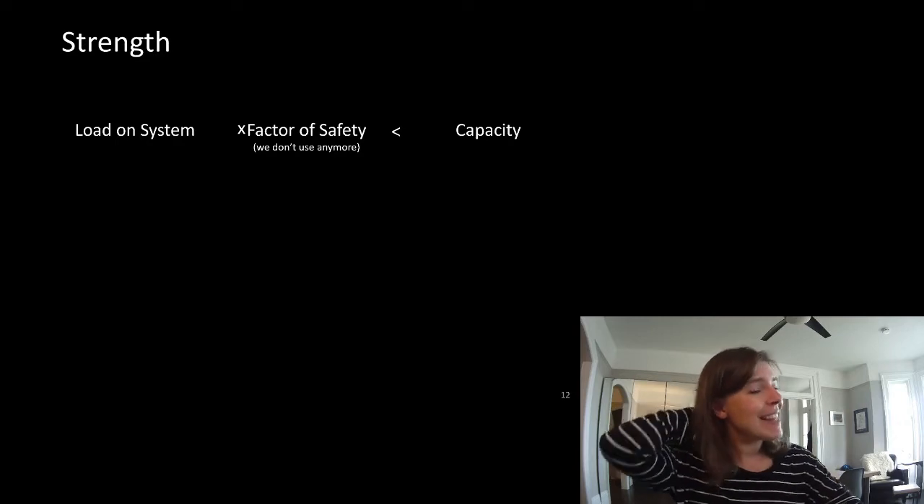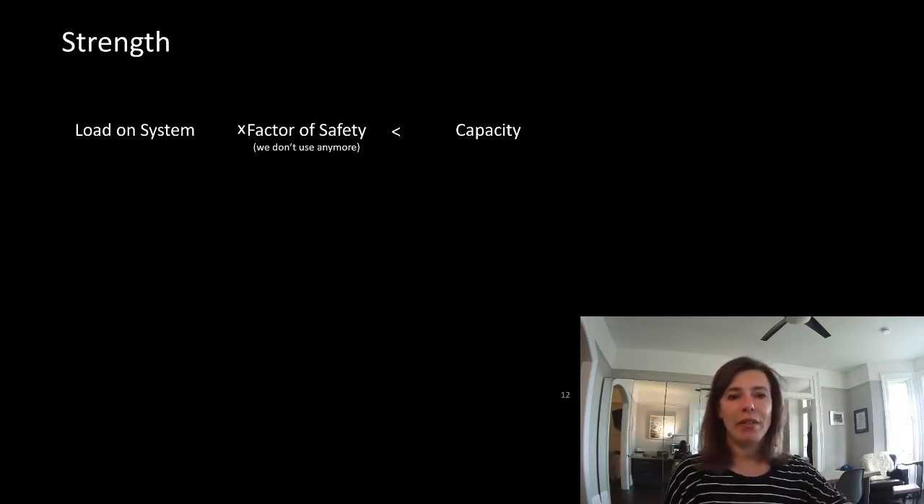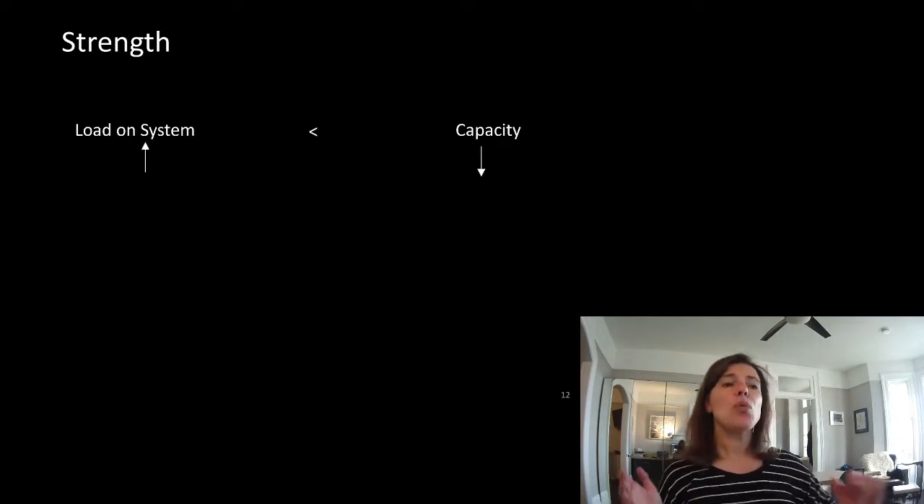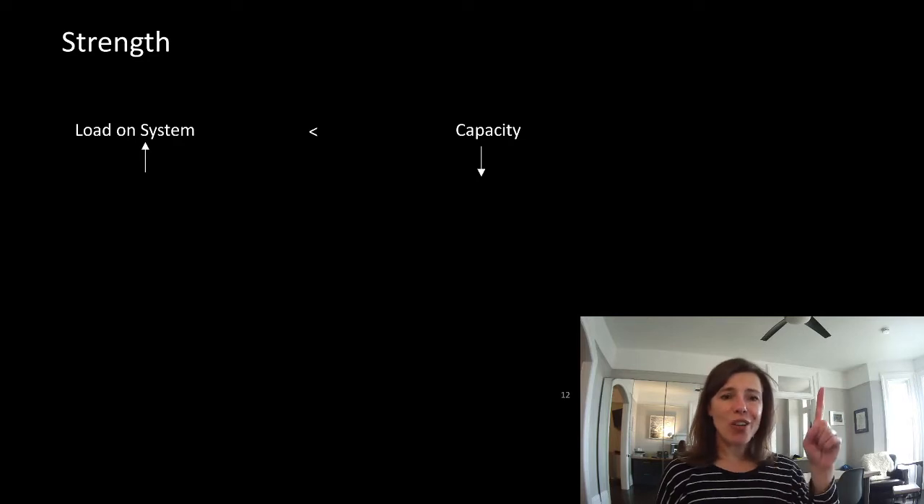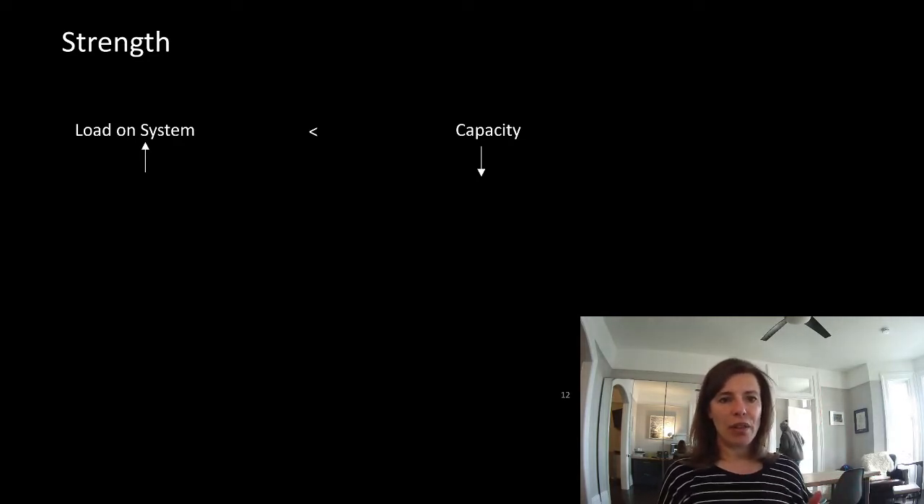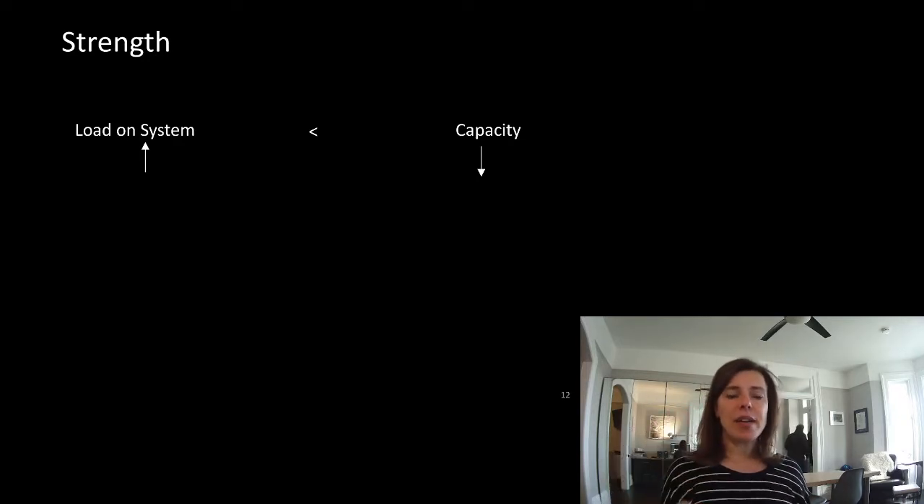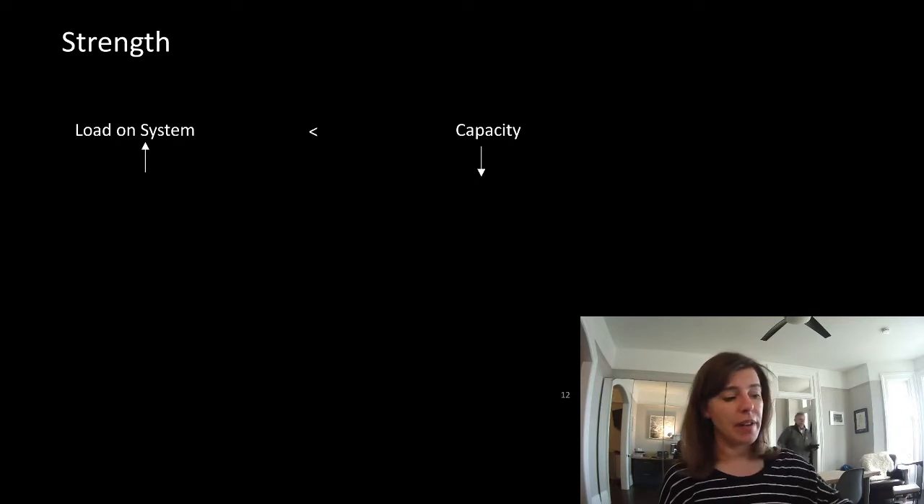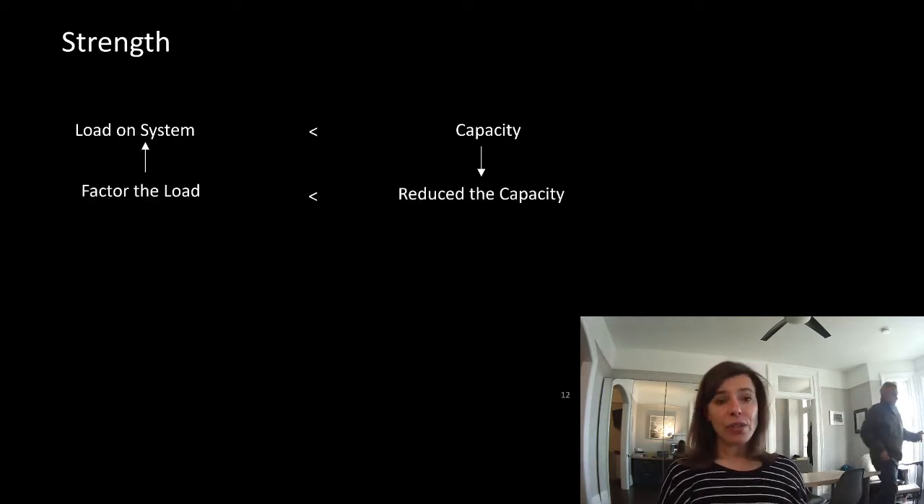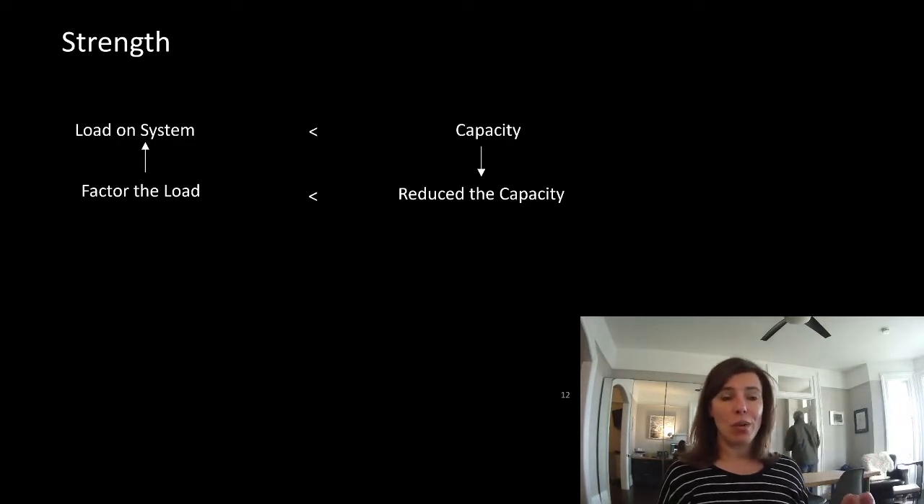But we realized that that doesn't take into account the variability of the load type and the variability of the material. So what we do now is we increase the loads on the system, and we vary that depending on what the load is. And we decrease the capacity, and we vary that depending on what the material is. So we factor the load, and we reduce the capacity, and we make sure that the factored load is less than the reduced capacity.